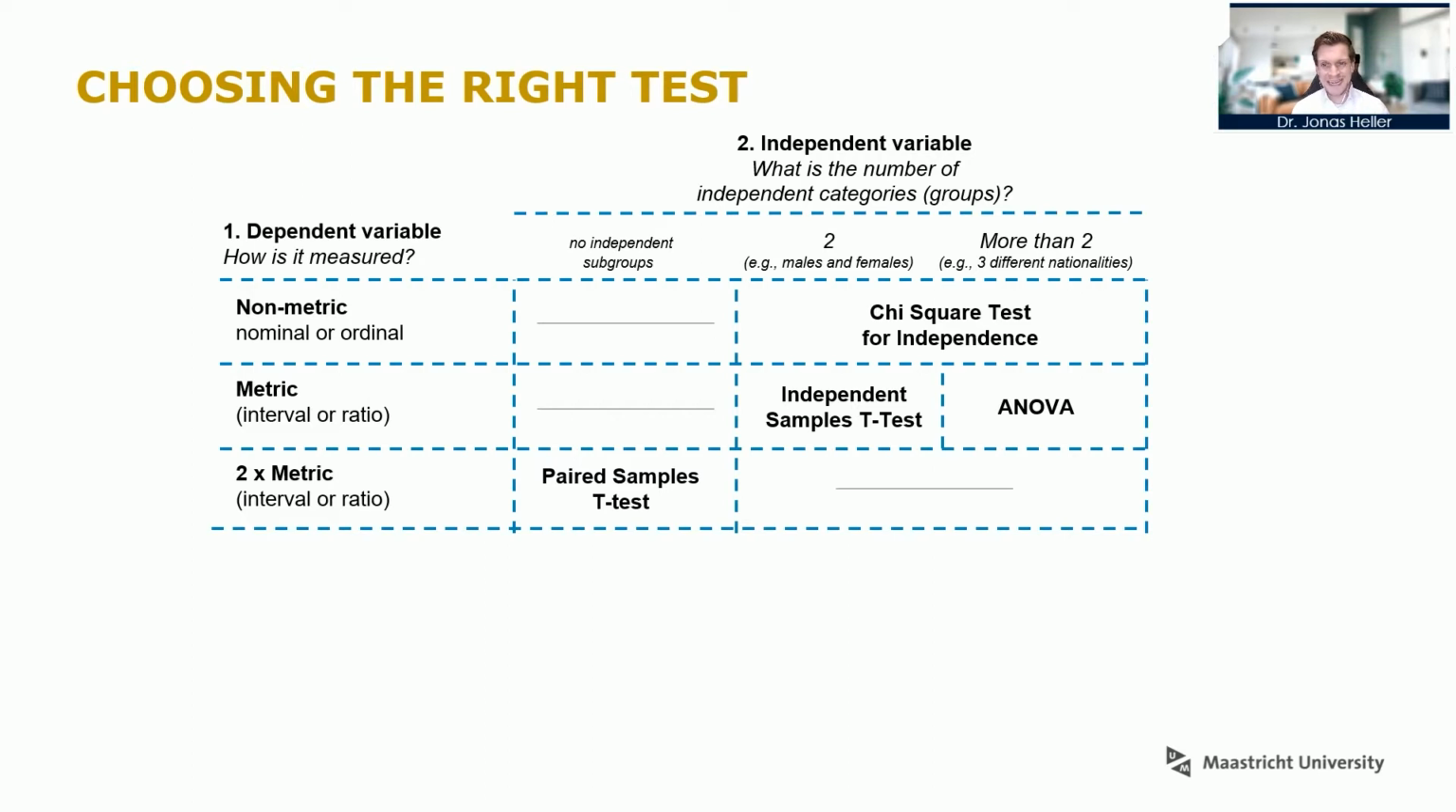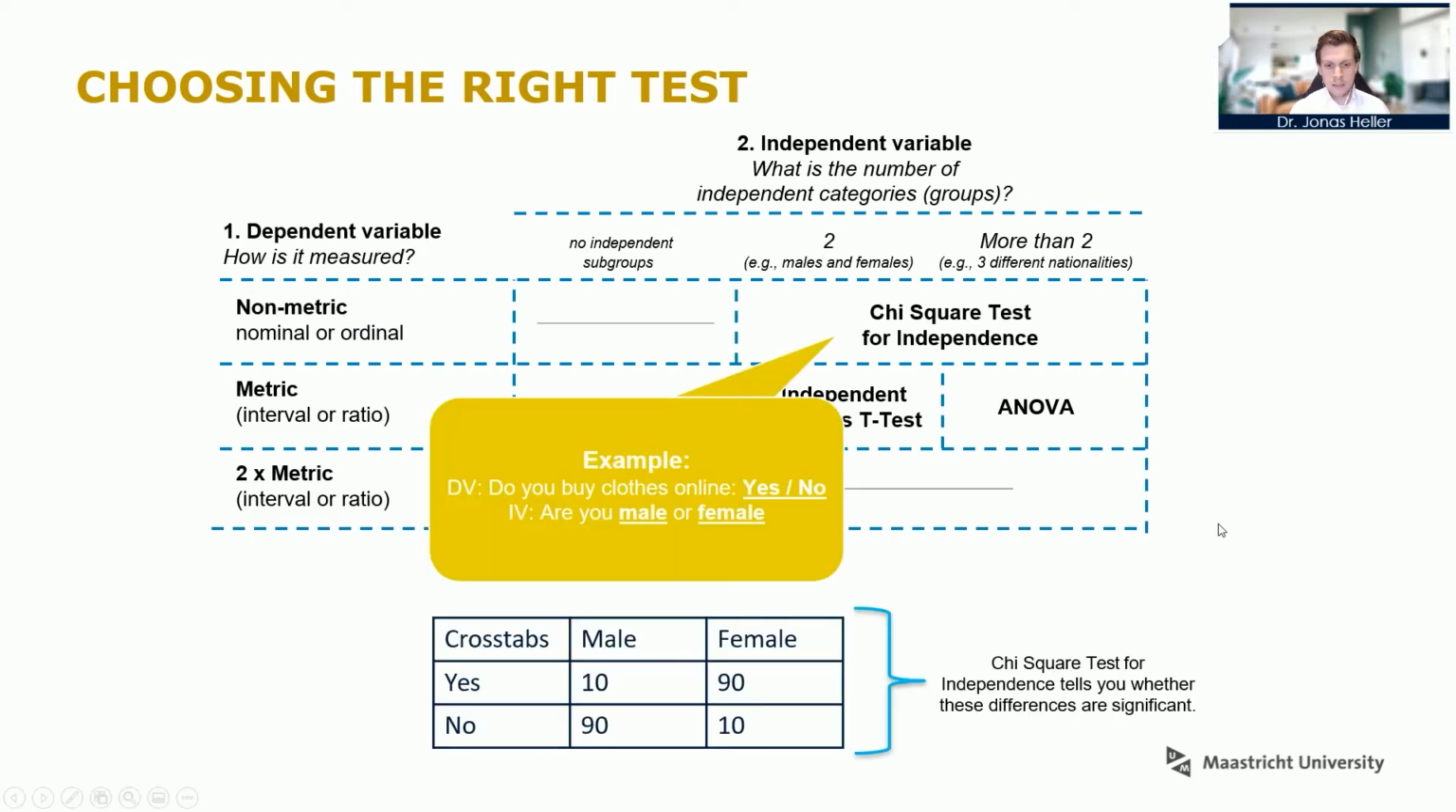So that is a critical second consideration that you need to take into account when your dependent variable is measured on a metric scale. Then you need to look at the independent variable and see how many groups I have in my independent variable. So let's assume as a dependent variable, we ask participants whether they buy clothes online in a yes or no question. So we have nominal data, as we know, and our independent variable is the gender of the participants. So we have male or females. We already know that our dependent variable is measured on a non-metric scale, and therefore we would choose the chi-square test for independence.